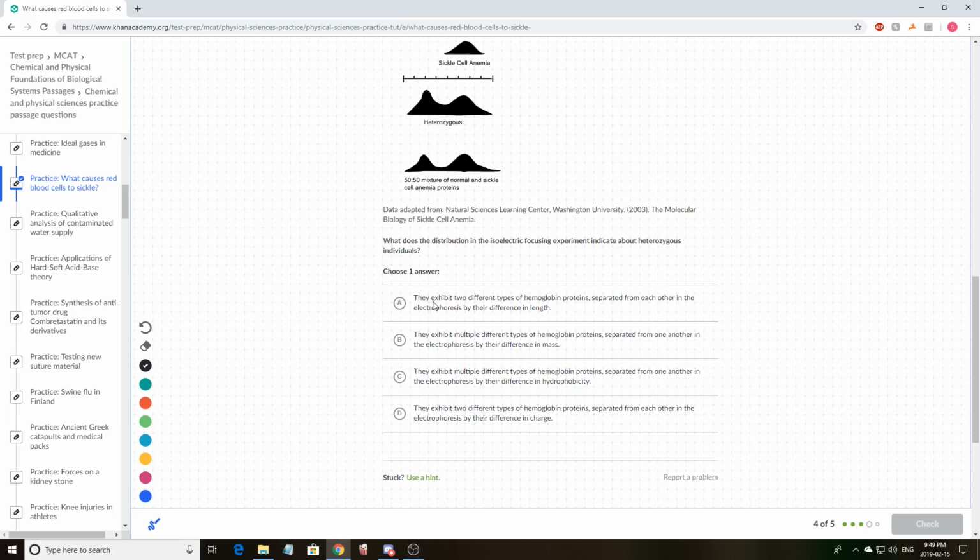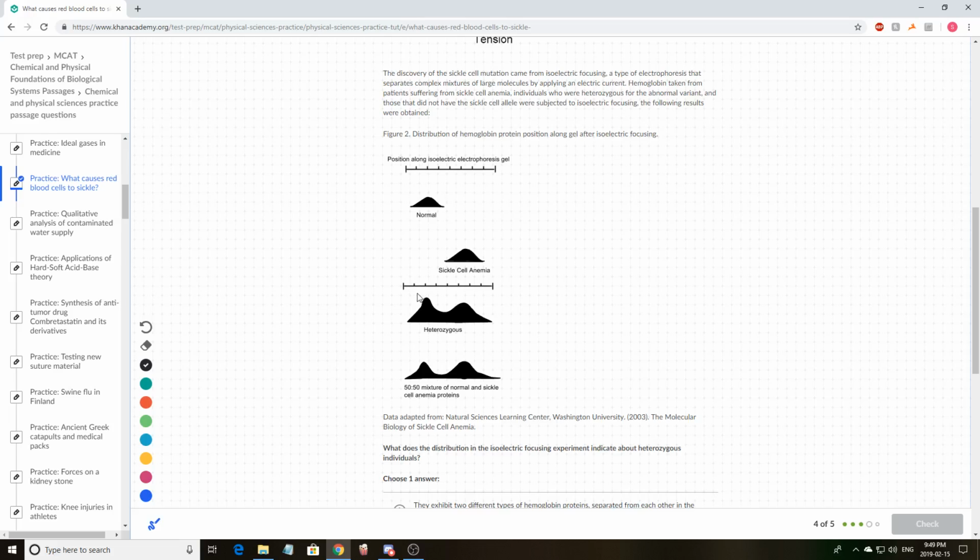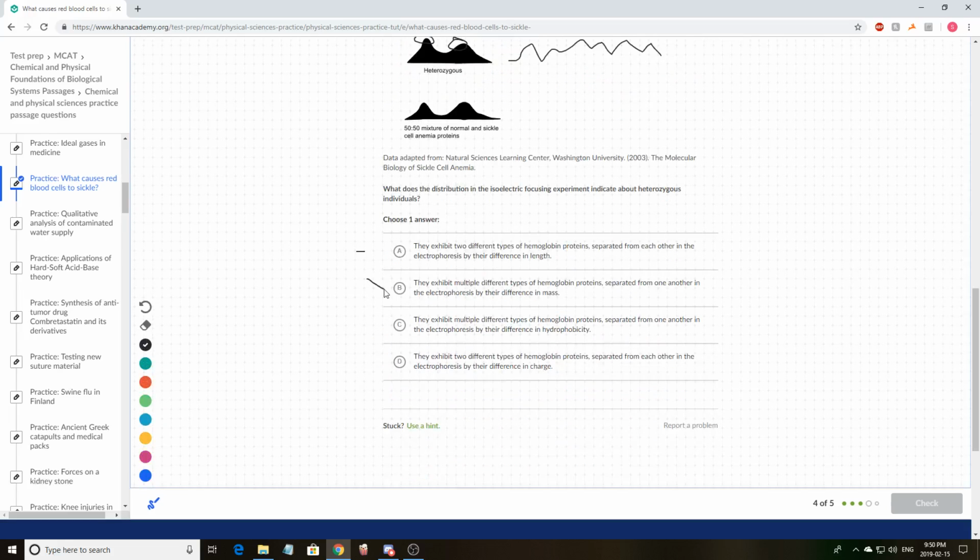So the options are: they exhibit two different types of hemoglobin proteins separated from each other in the electrophoresis by a difference in length. Well, maybe. Let's keep that for now. They exhibit multiple different types of hemoglobin proteins. Well, again, based on this graph, we only see two peaks. It's not like we're seeing a bunch of peaks. If it had multiple peaks, it would look different. Instead, we only have two distinct peaks, so we know that's incorrect.